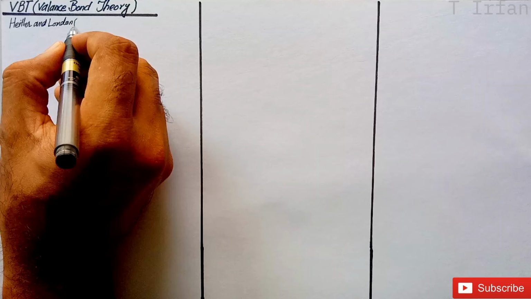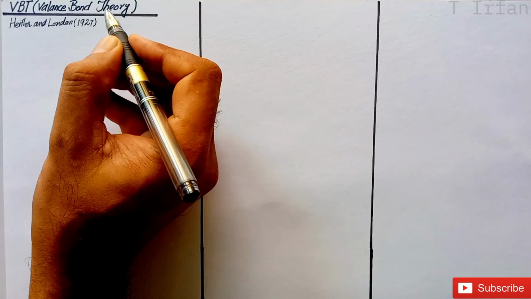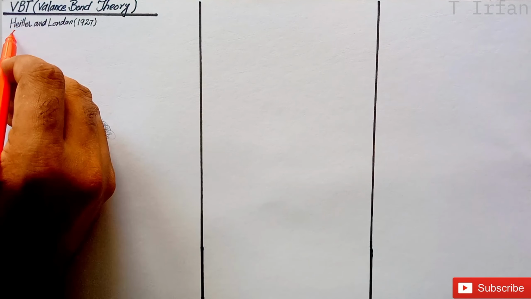Hi, in this video we are going to discuss valence bond theory. This is one of the most important theories in inorganic chemistry, and it was developed by Heitler and London in 1927. This theory is based on orbitals and quantum mechanics.